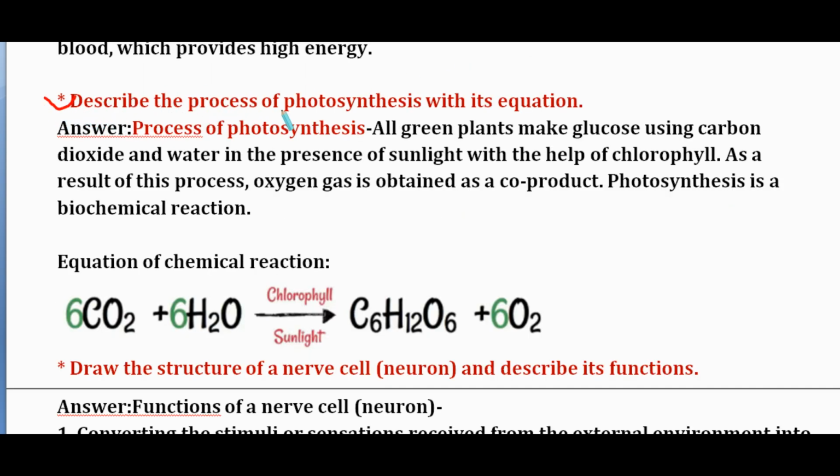Next question is, describe the process of photosynthesis with its equation. All green plants make glucose using carbon dioxide and water in the presence of sunlight with the help of chlorophyll. As a result of this process, oxygen gas is obtained as a co-product. Photosynthesis is a biochemical reaction and the equation is 6CO2 plus 6H2O, in the presence of chlorophyll and sunlight, becomes C6H12O6 plus 6O2. This is the reaction of photosynthesis.